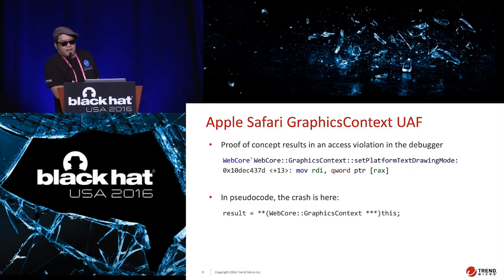So now let's talk about the chain. The Apple graphics context UAF. This was a use after free with a graphics context object. This caused execution to die at set platform text drawing mode, as you can see on the slide. If you look at the pseudocode, it's controlling the this pointer if you're able to reclaim the object in time.